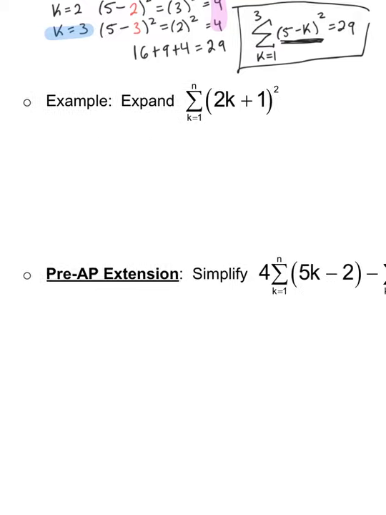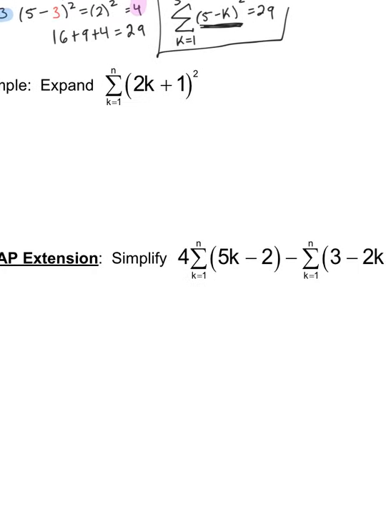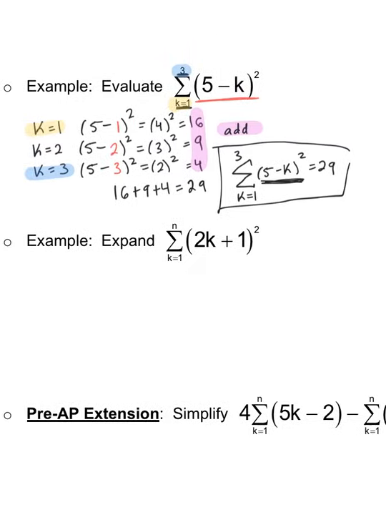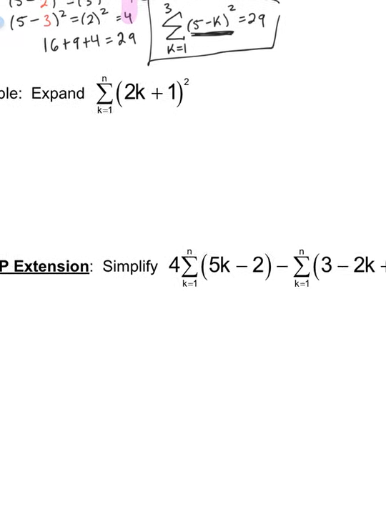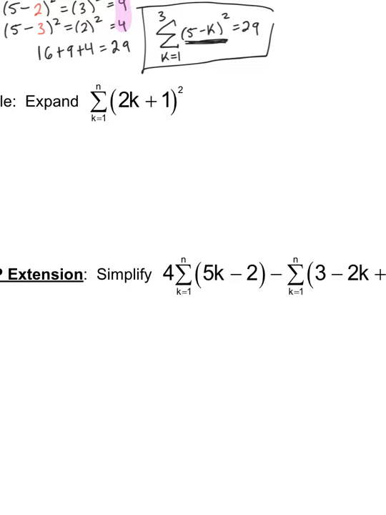So this one wants me to expand this as far as I can. Notice that the first example said evaluate. Evaluate means that my answer is going to be a number. If it says expand, that doesn't mean that my answer is going to be a number. It's just going to be a different representation of what's already there, but it's going to be longer than what's already there. I'm expanding it.